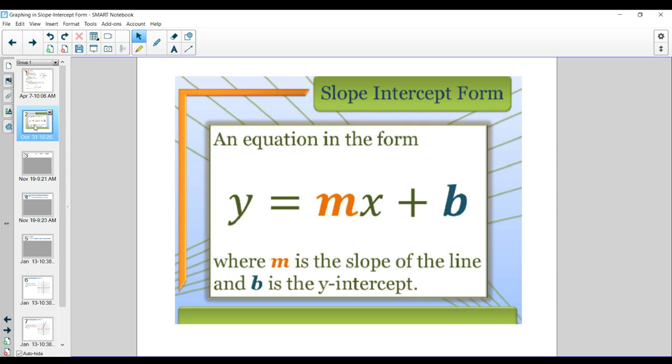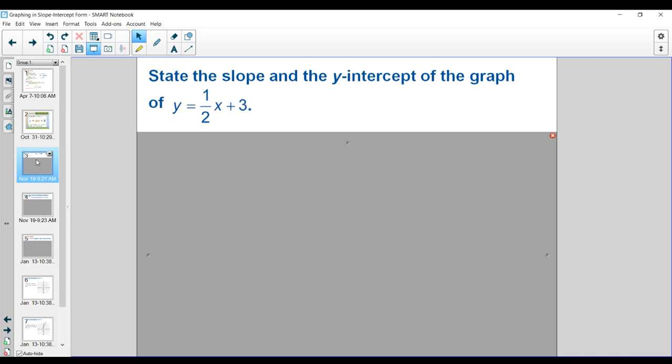So when you have it in this form, you know right away what the slope of your line is by looking at the coefficient of x, and you know where that line will cross the y-axis by looking at what's being added or subtracted at the end. So let's look at an example here.